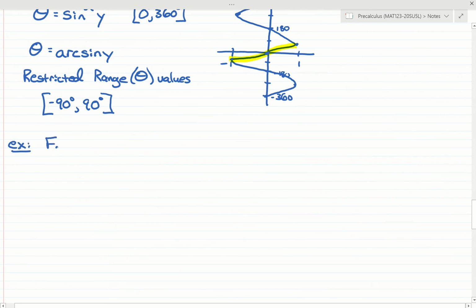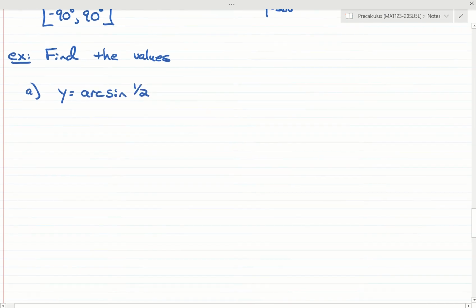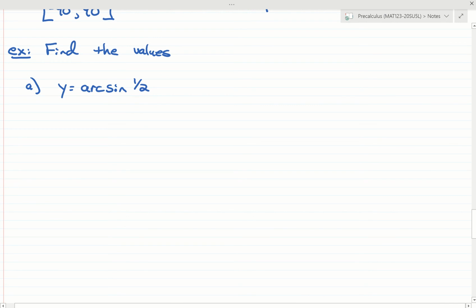What if I asked you to find the values, and we'll start with y is equal to the arc sine of 1/2. So we're going to be finding y that is an angle that gives us a sine of 1/2. Well, if you remember, 1/2 came from our 30, 60, 90 triangle, and the sine, or the y value, would be 30 degrees, right? Sine of 30 degrees gives us 1/2.